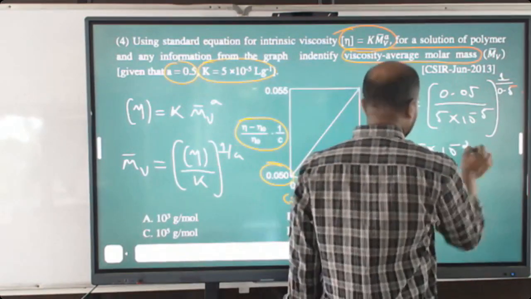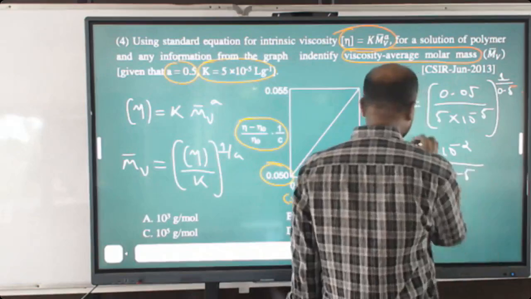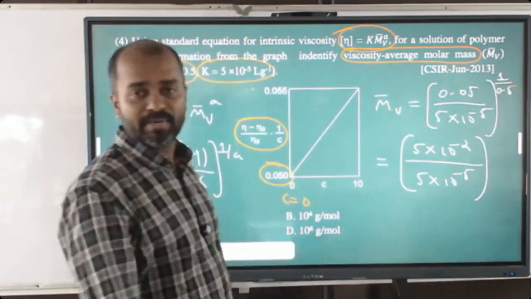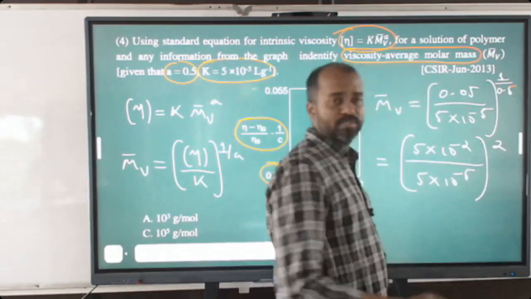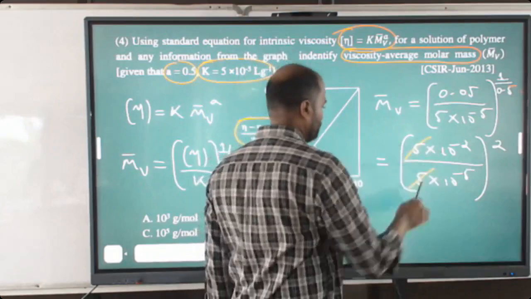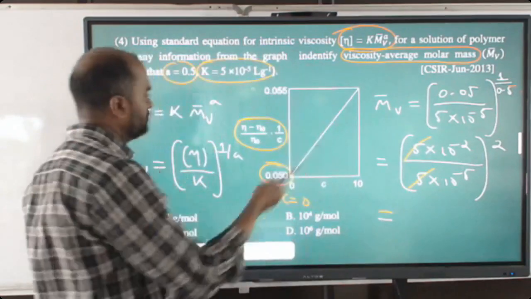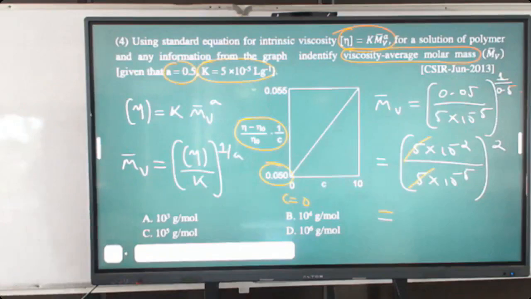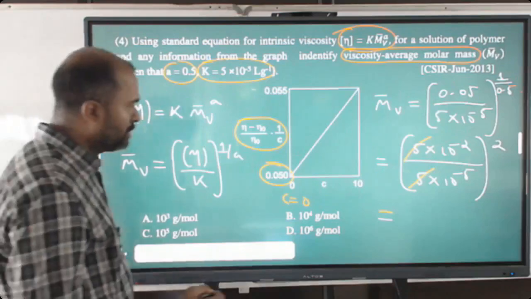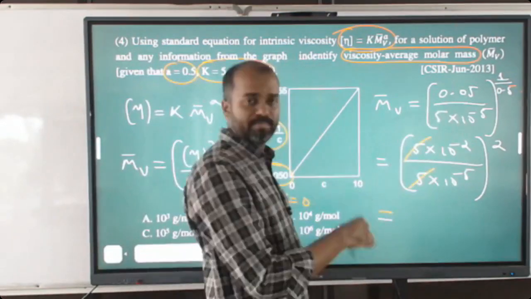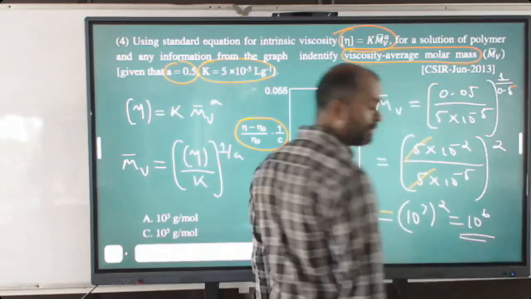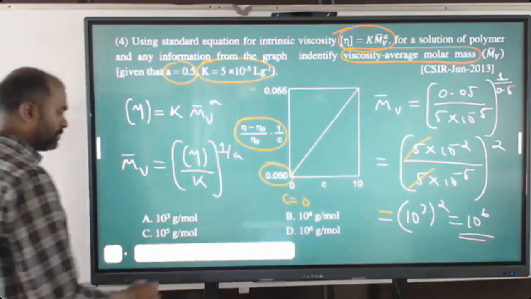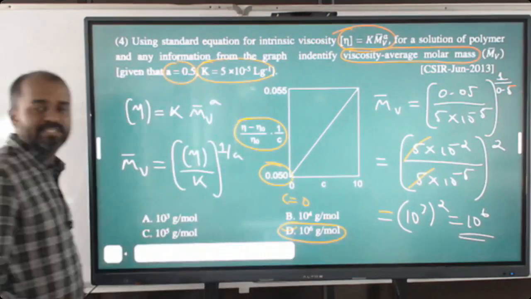It's 5 into 10 to the power of minus 2 divided by 5 into 10 to the power of minus 5, whole raised to 1 by 0.5. 0.05 can be written as 5 into 10 raised to minus 2. Solve this. Then the 5 cancels in numerator and denominator, leaving 10 raised to 3, squared, which is equal to 10 to the power of 6. Option D, 10 to the power of 6, is the correct answer.